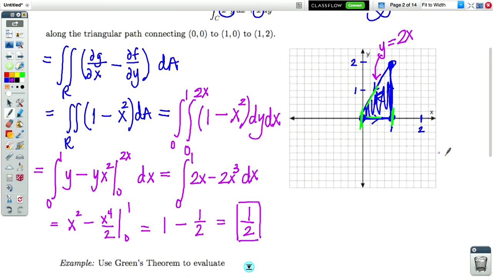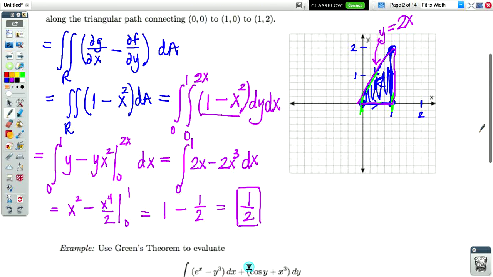Now if I had actually done this as a line integral without using Green's theorem, I would have had to set up this integral, this second integral, and this third integral, and instead we converted it into a double integral, made the integrand simpler, and then it was a really simple computation to get to the answer.